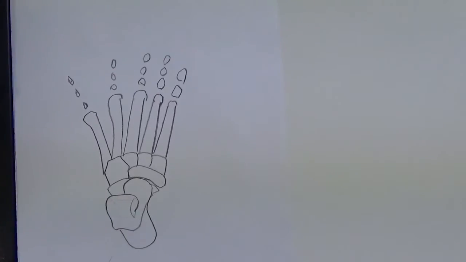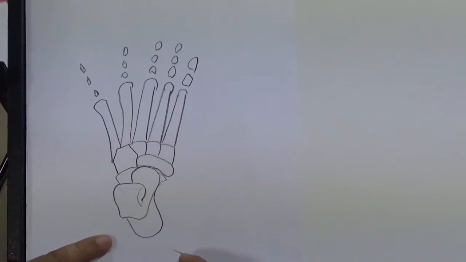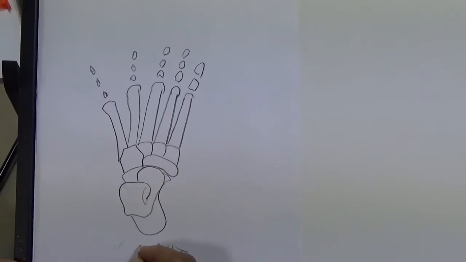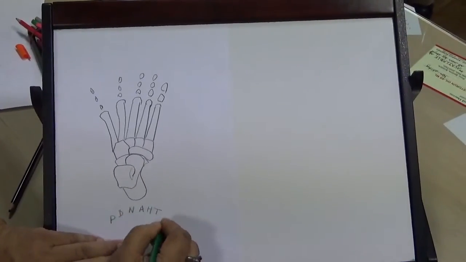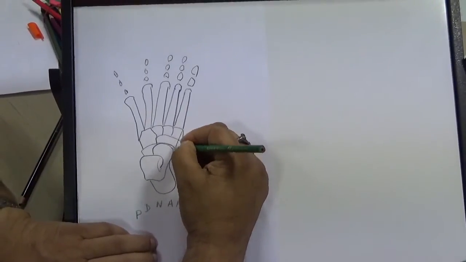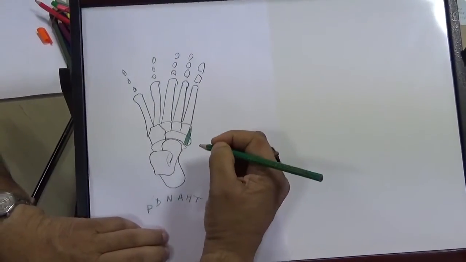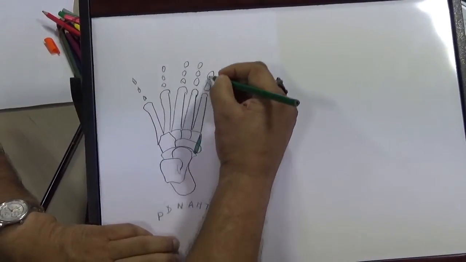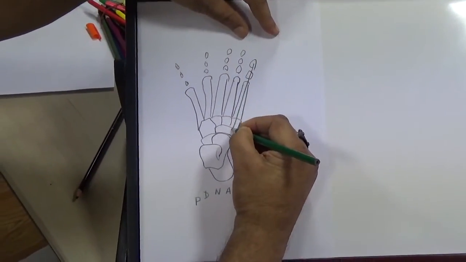Now on this, you have coming from in front, the insertion of tibialis anterior on the cuneiform here. So this is tibialis anterior. Then you have the extensor hallucis longus tendon.